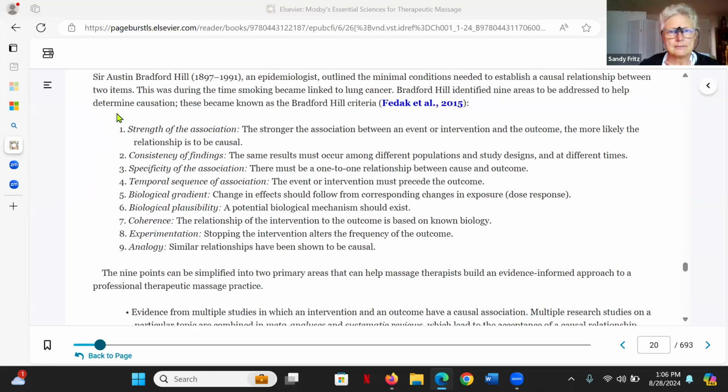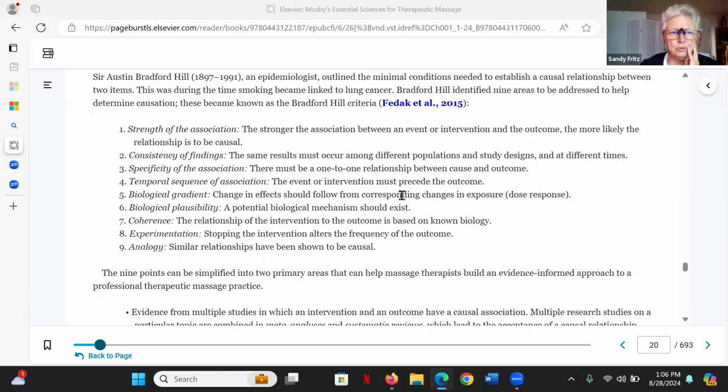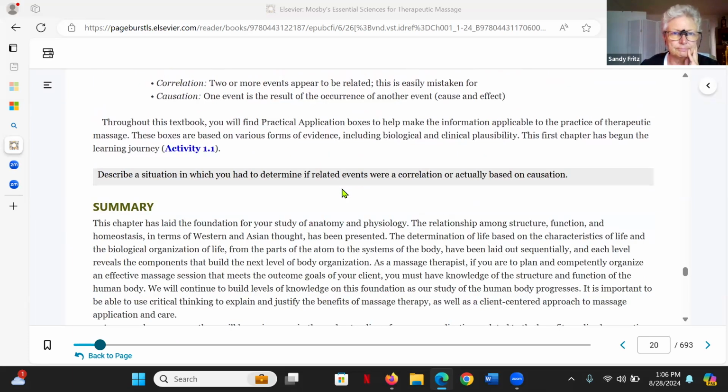So this is a little bit more on whether there is an accurate cause and effect relationship, and what researchers and theorists have outlined that would specifically lead to correlation or to causation. And then we can review this information. Chapter summary.